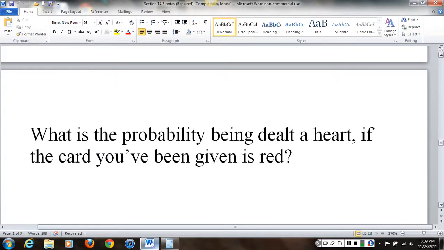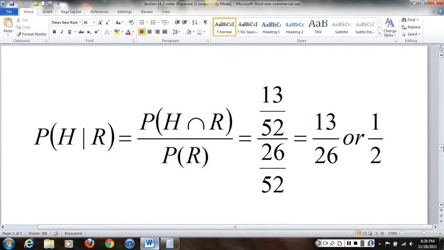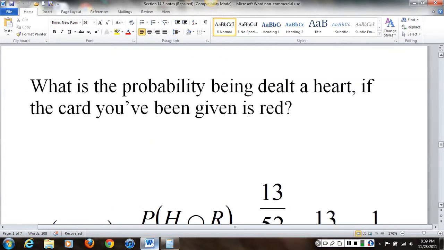Typical example: what is the probability of being dealt a heart if the card you've been given is red? Using our formula, notice the way this is phrased, as opposed to the ones we just did. We've been told specifically the one you've been given is red. So we've been told that one of the conditions has already been met, that we have a red card, as opposed to saying, first we do this, then we do this. We've already said you've already been dealt this card. What is now the probability of getting this other one?